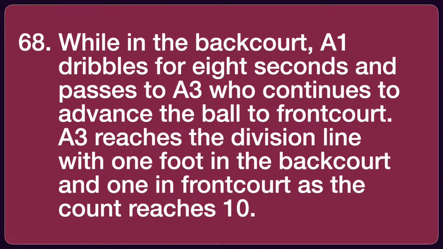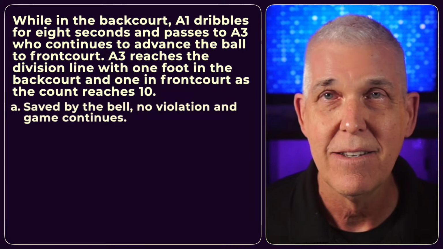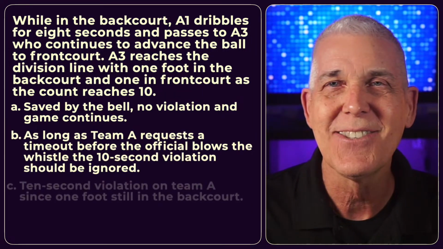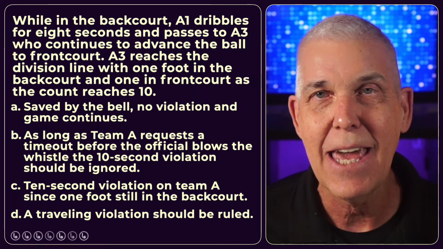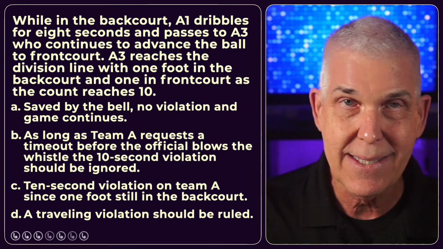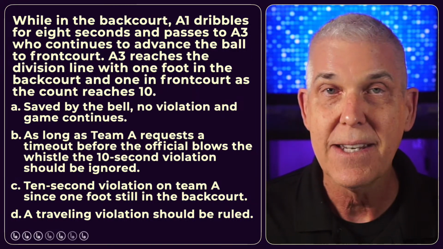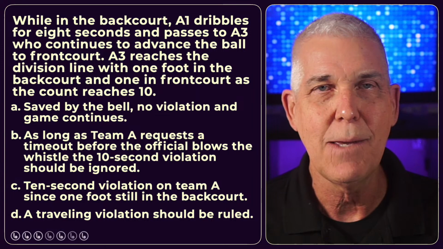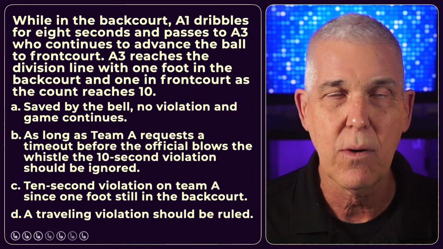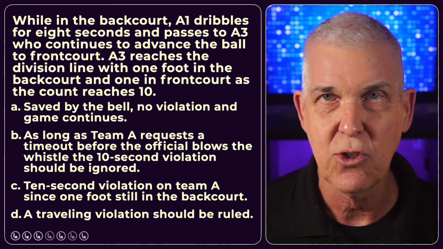While in the backcourt, A1 dribbles for 8 seconds and passes to A3, who continues to advance the ball to the front court. A3 reaches the division line with 1 foot in the backcourt and 1 foot in the front court as the count reaches 10. I love this question because the answer A is saved by the bell. No violation and the game continues. B, as long as Team B requests a timeout before the official blows the whistle, the 10-second violation should be ignored. C, 10-second violation on Team A since 1 foot is still in the backcourt. Or D, a traveling violation should be ruled.